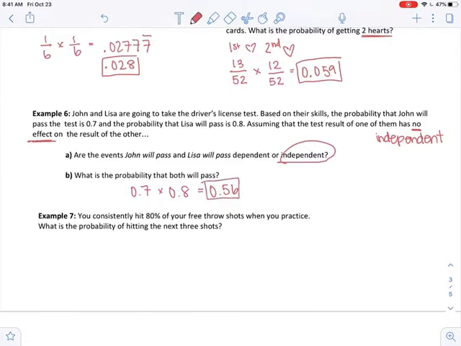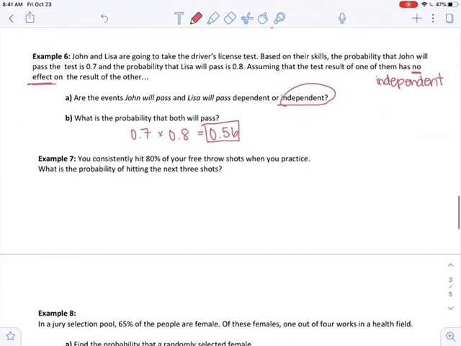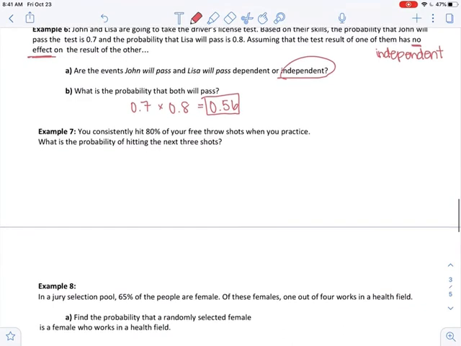Let's look at example 7. You consistently hit 80% of your free throw shots when you practice. What is the probability of hitting the next 3 shots? So we know that we're hitting 80% every single time. So that's 80% these next 3 times. So we're going to go 0.8 times 0.8 times 0.8. And we're going to get 0.512.